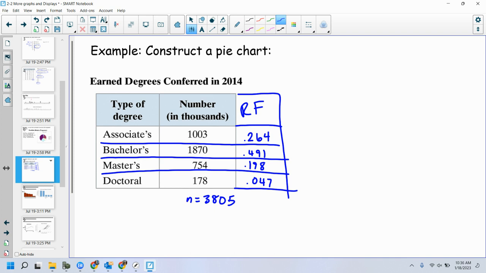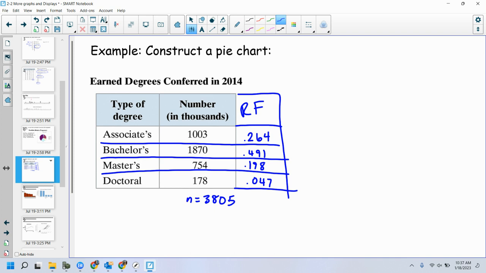So that's the percentage. If I'm making a key, or a table along with my pie chart, I would put those percentages along with it. 26.4% is going to be associate's degree. 49.1% is going to be bachelor's degree. 19.8% is going to be master's degree. And 4.7% is going to be our doctorate degree.